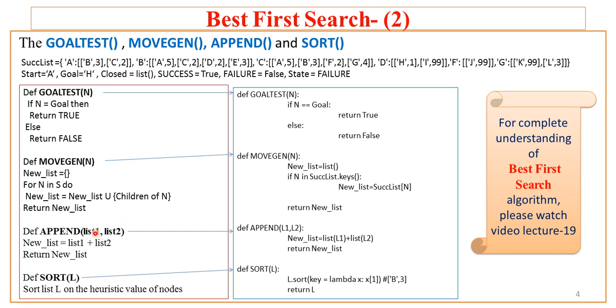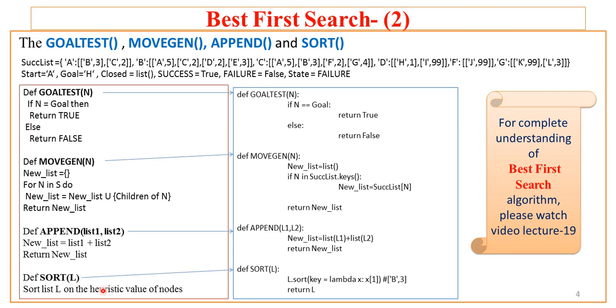Now append is very simple, it takes two lists and appends them. So here it is a straightforward transformation: it takes two lists L1 and L2. Using the list function, L1 and L2 are represented as lists, and the plus operator concatenates L1 and L2, storing the resultant list in new list, and that is returned.